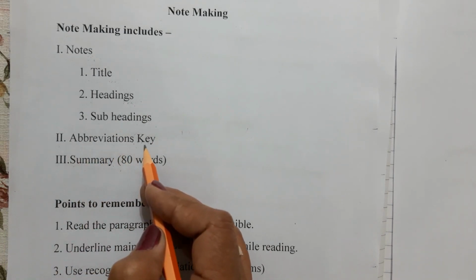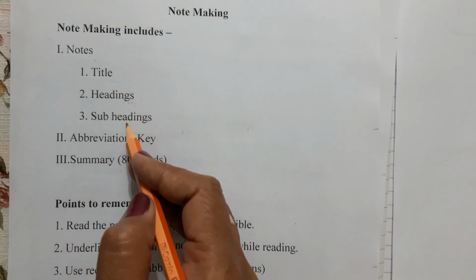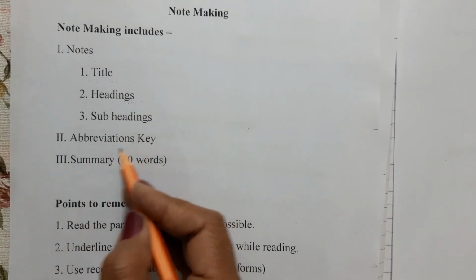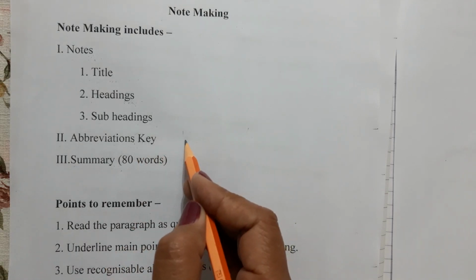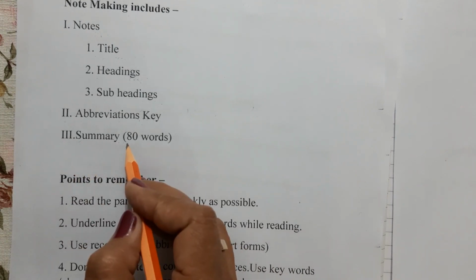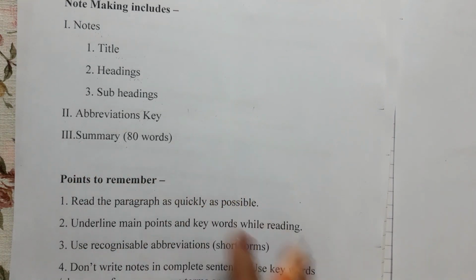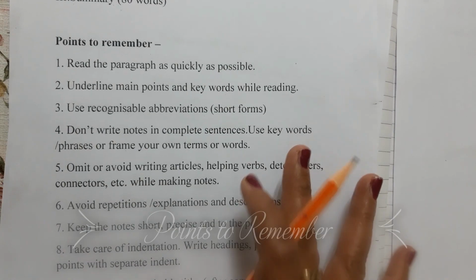Then abbreviations key. Certain abbreviations or short forms are used in notes. Those short forms should be written in a box, and their proper word should also be written along with it. Summary should not be written more than 80 words. Now let us see certain points which we should remember.